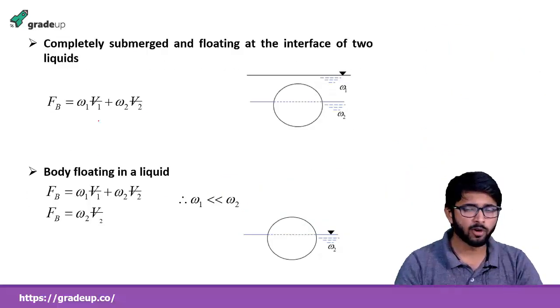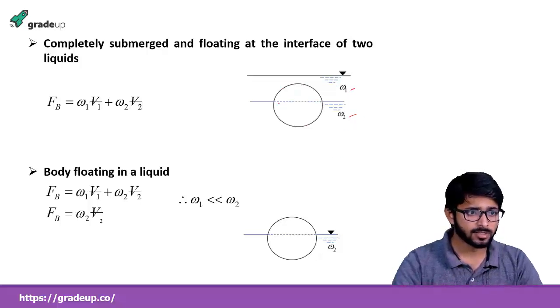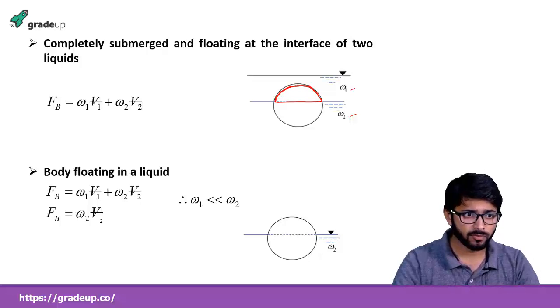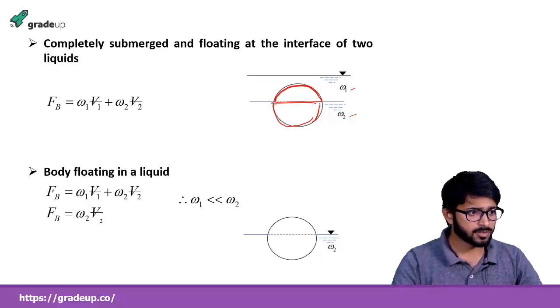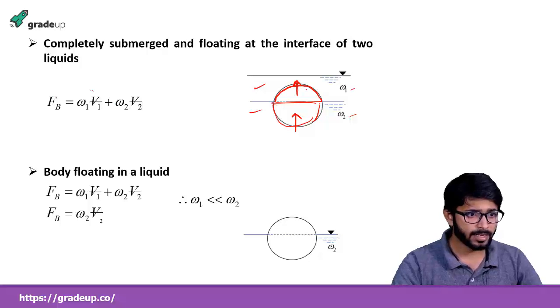The second case is when the body is completely submerged and lies on the interface of two liquids. Here we have a liquid of specific weight omega 1 and a liquid of specific weight omega 2, and the body is lying at the interface. Some volume of the liquid having specific weight omega 1 is displaced, and some volume of the liquid having specific weight omega 2 is displaced in this portion. So the buoyancy force acting by this fluid will be in the upward direction, and by this fluid also in the upward direction. Let's say it is FB1 and it is FB2.